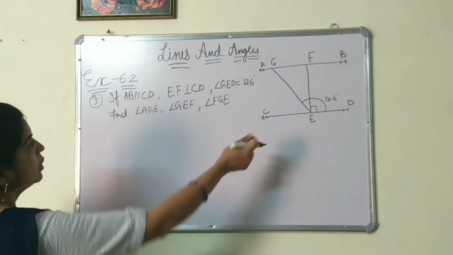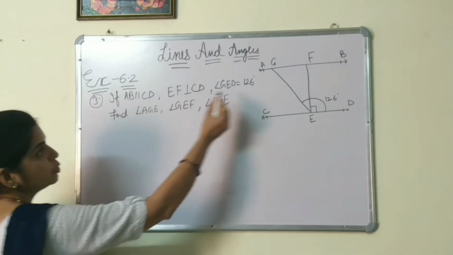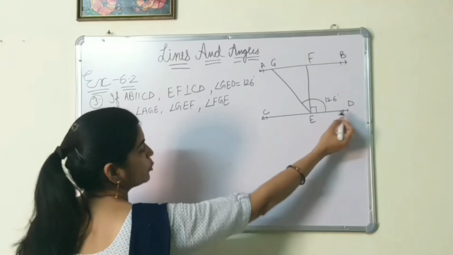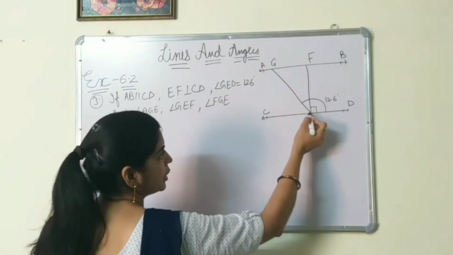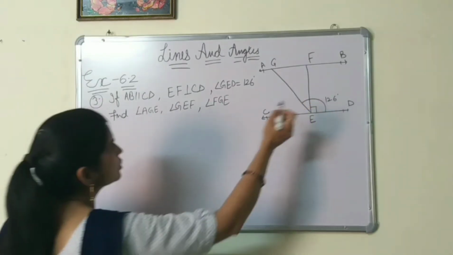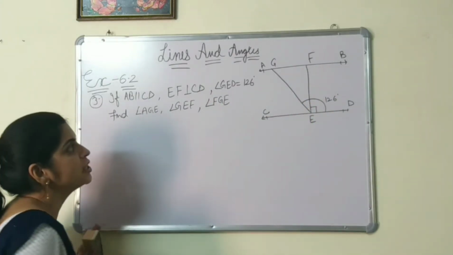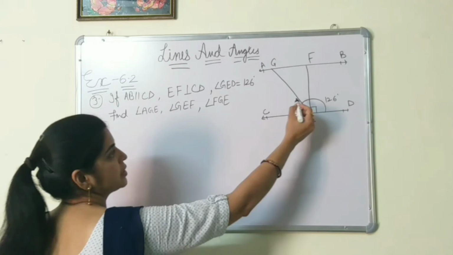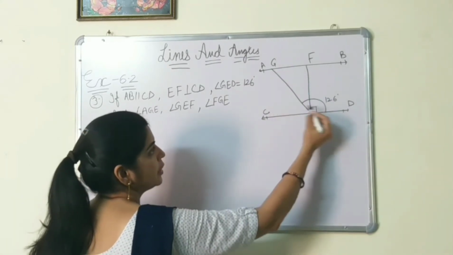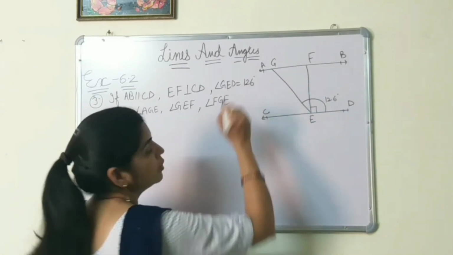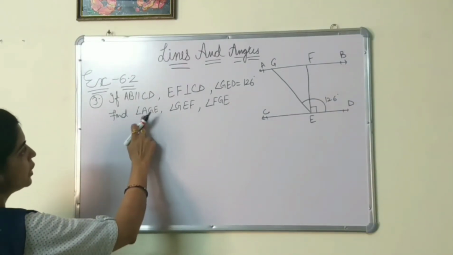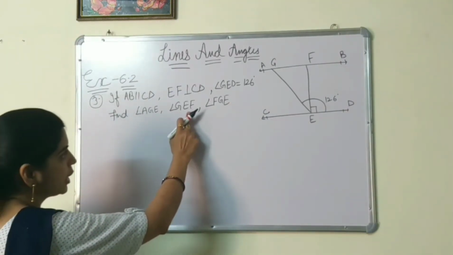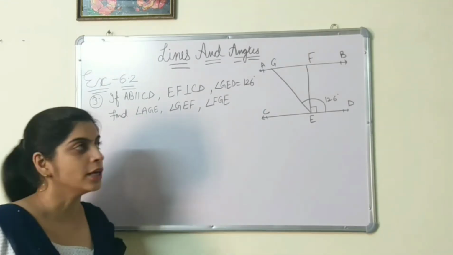In the third question, here AB is parallel to CD. Line AB is parallel to line CD and EF is perpendicular to CD, and angle GED is given as 126 degree. We have to find out the value of angle AGE, angle GEF and angle FGE.